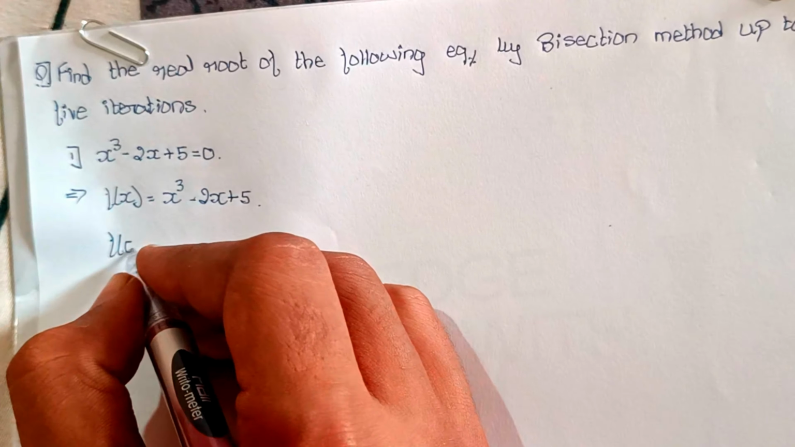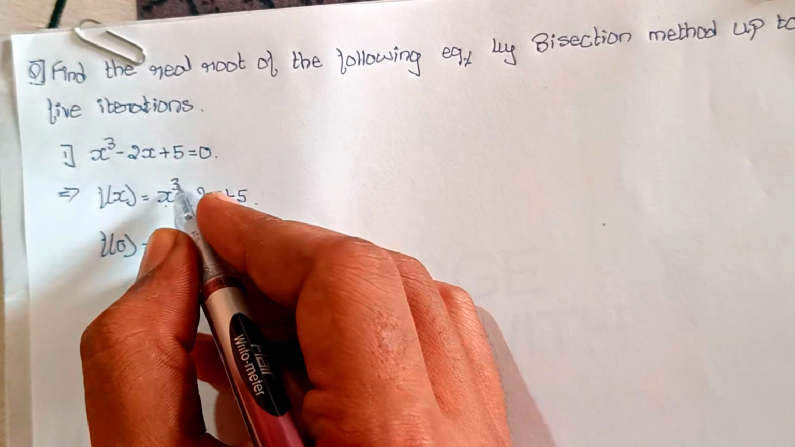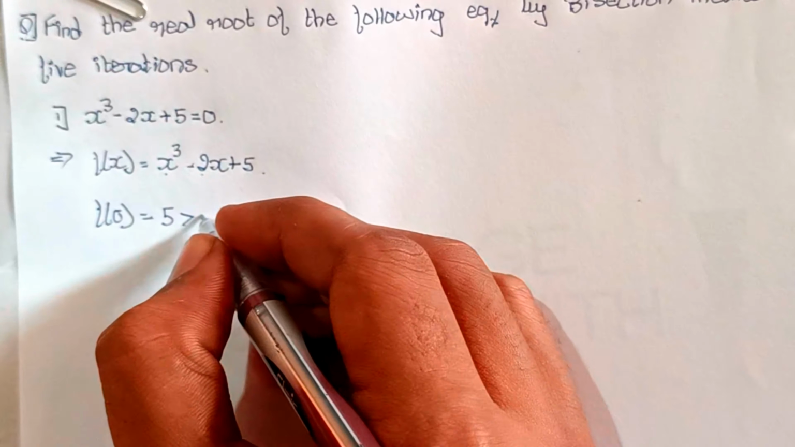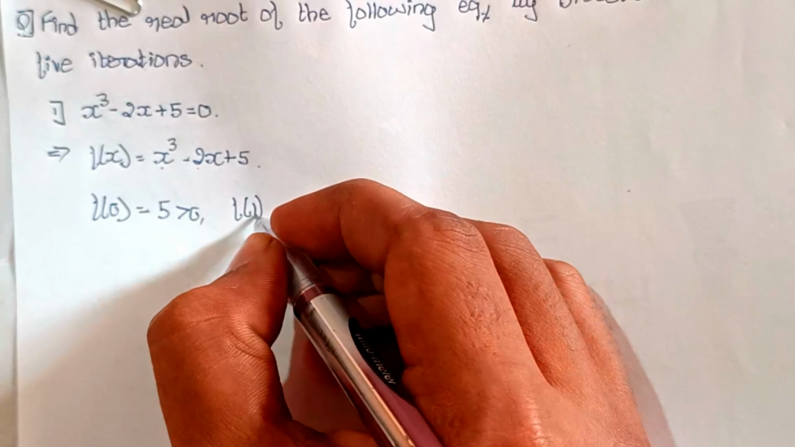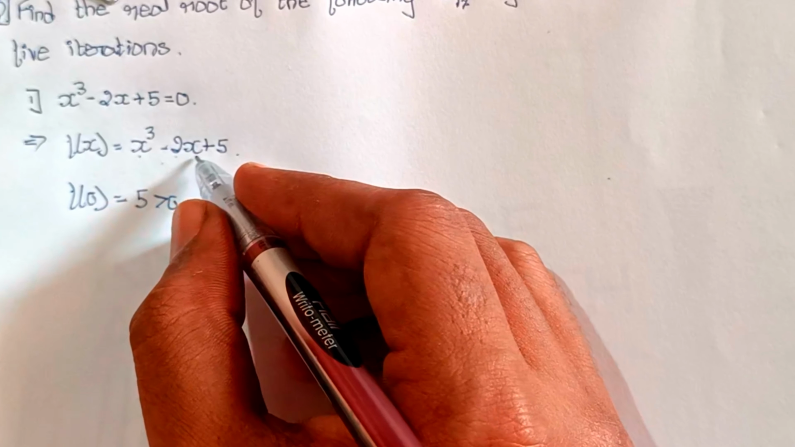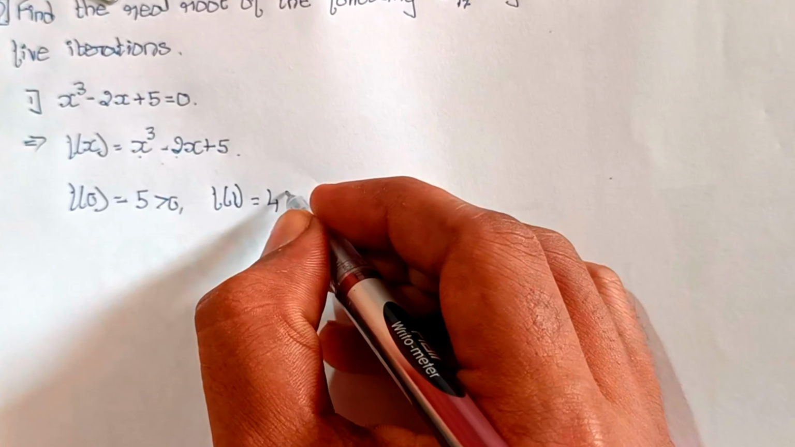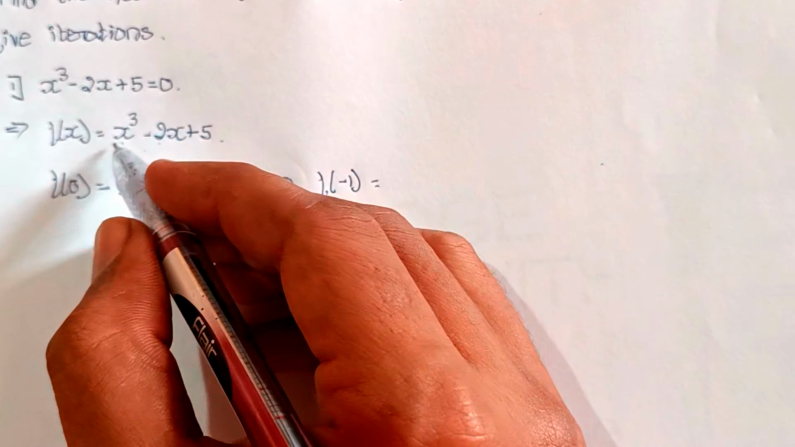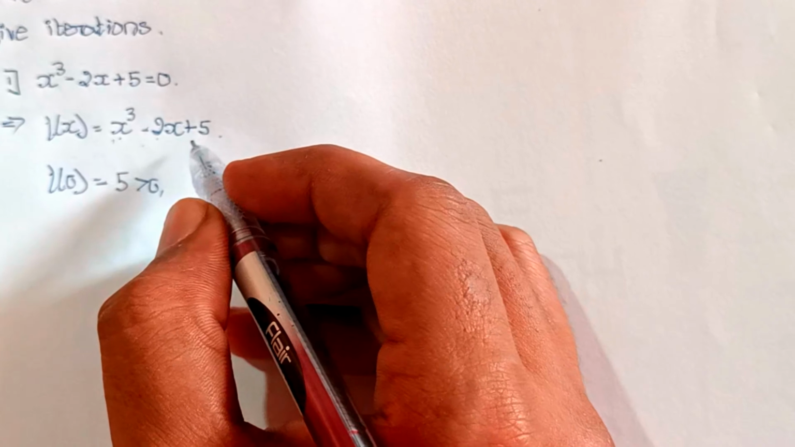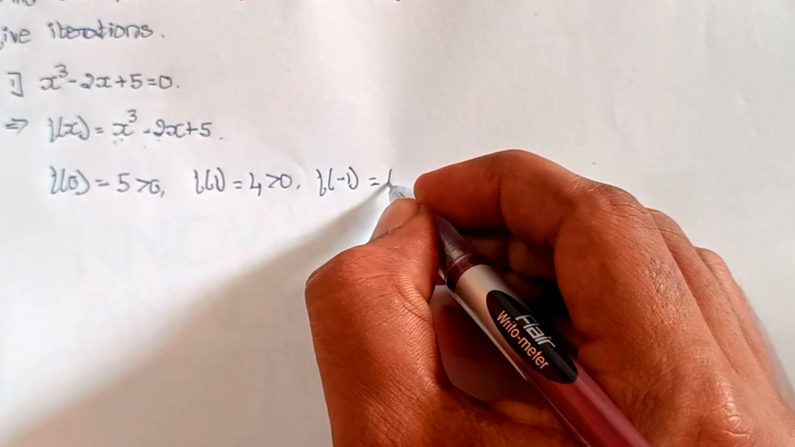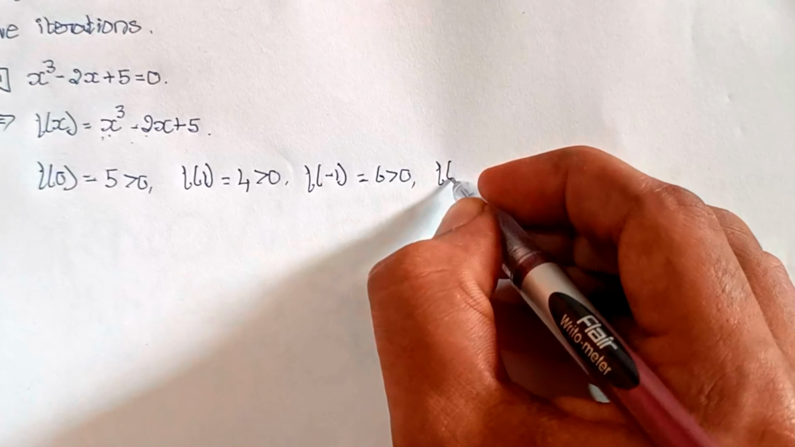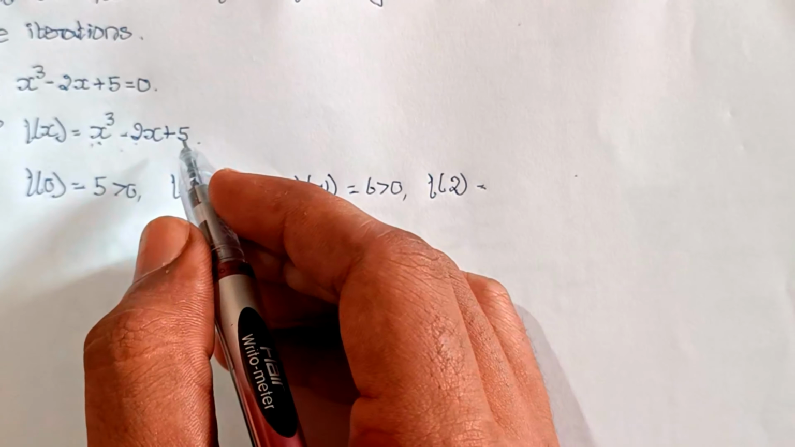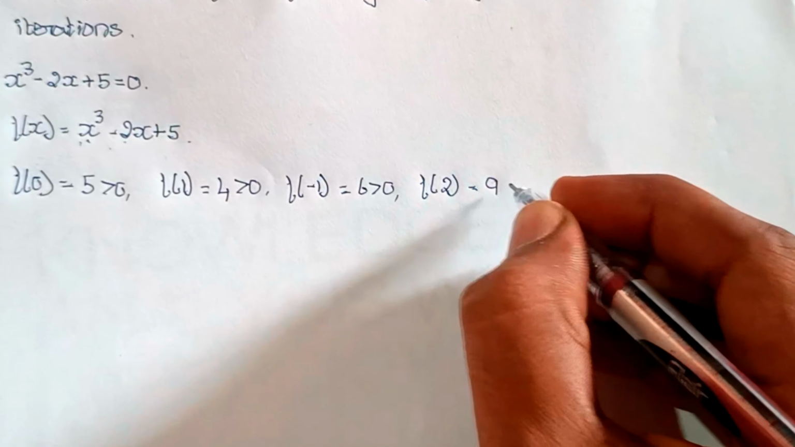First, f of 0: if we substitute 0 in place of x, that is 0 cube is 0, minus 2 into 0 is 0, plus 5, that is 5, which is greater than 0. And next, f of 1 is equal to 1 cube minus 2 into 1 plus 5, that is 4, which is also greater than 0. Now f of minus 1 is equal to minus 1 cube minus 2 into minus 1 plus 5, that is equal to 6, which is also greater than 0. And next, f of 2 is equal to 2 cube minus 2 into 2 plus 5, that is equal to 9, which is also greater than 0.